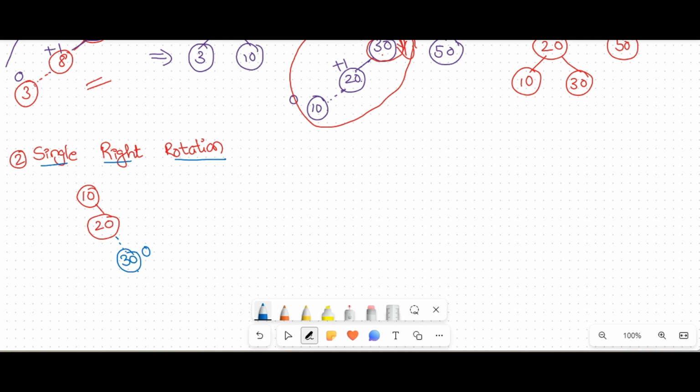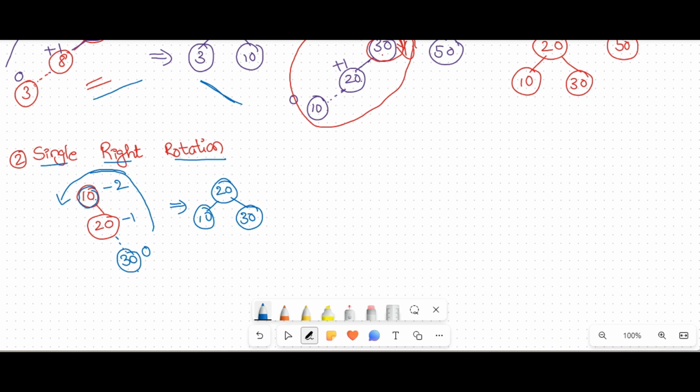Previously it was an AVL tree, but after inserting 30, check the AVL tree property. Here it is 0, for this it is minus 1, and at node 10 it is minus 2. At this node the property is failed, and observe the tree is growing towards the right side. What I told: if the tree is growing like this or like this, they are single rotations. Now the tree is growing like this, so a single right rotation. I already mentioned this in the previous video; please see that video if you have not seen it. Now apply single right rotation, and the tree will move like this. Here you will get 20, here 10, and here 30.